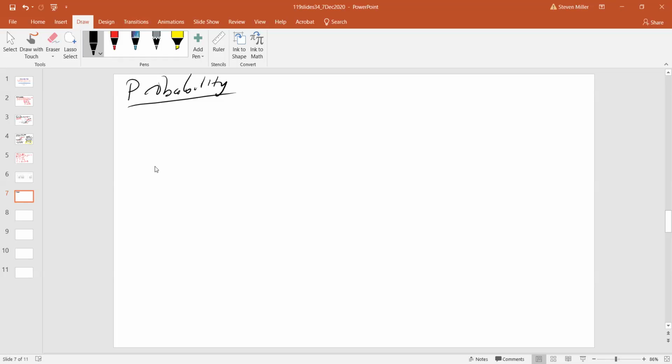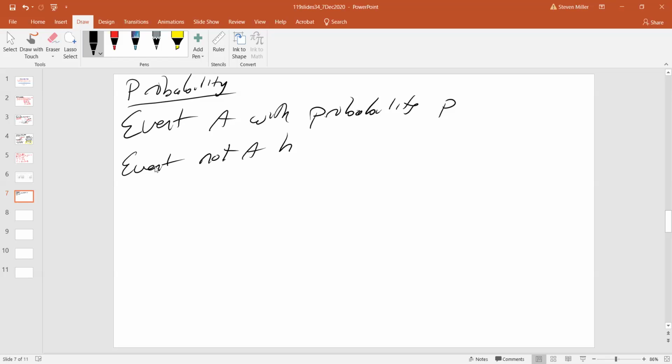So let me just do a real brief probability review. We have some event A with probability P. Then the event not A happens with probability 1 minus p. This is often called the law of complementary probability. If you know the probability of something happening, then you know the probability that it doesn't happen and vice versa. These are mutually exclusive events. You can't have A and not A happen at the same time.